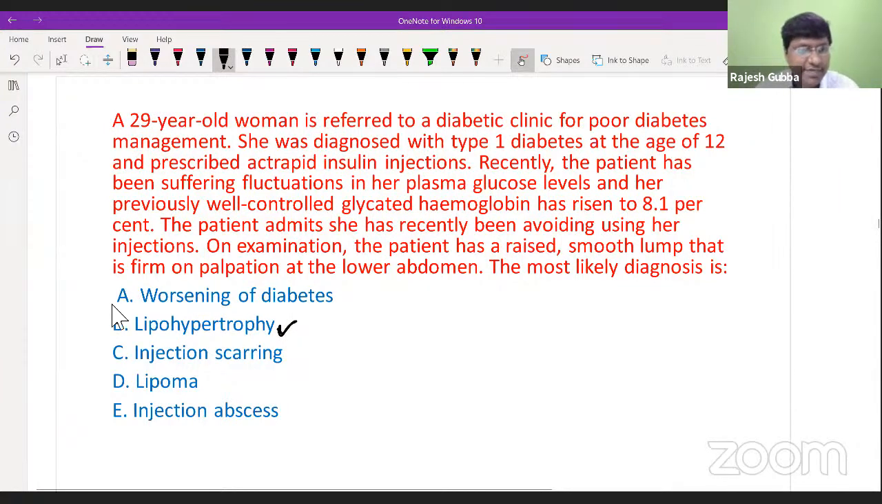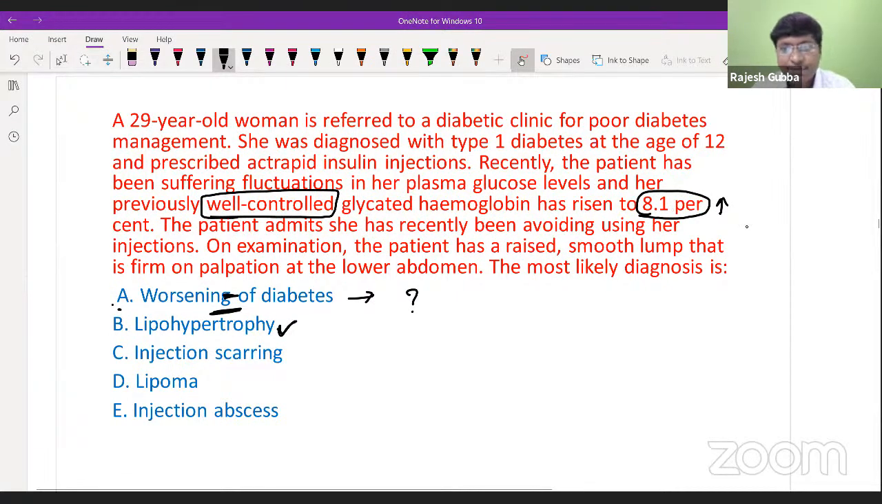Now, why not worsening of diabetes? Because you see, the previously well controlled HbA1c has now become 8.1%. Why not worsening of diabetes? Because if you take the normal HbA1c, it is less than 5.6. In diabetes mellitus, it will be more than 6.5. Now in our patient, the HbA1c has become 8.1.